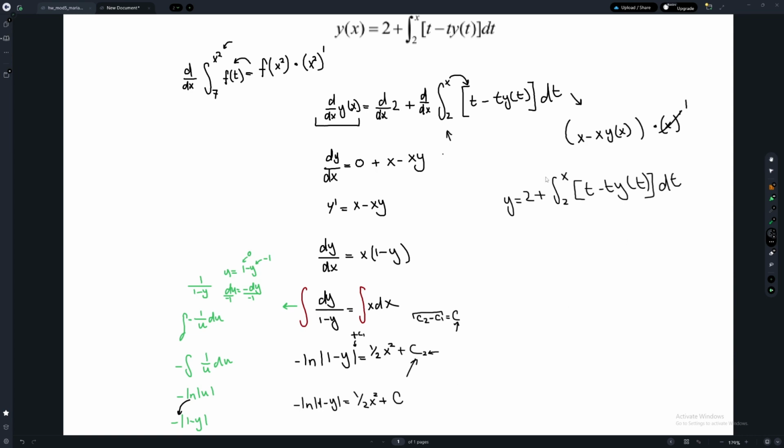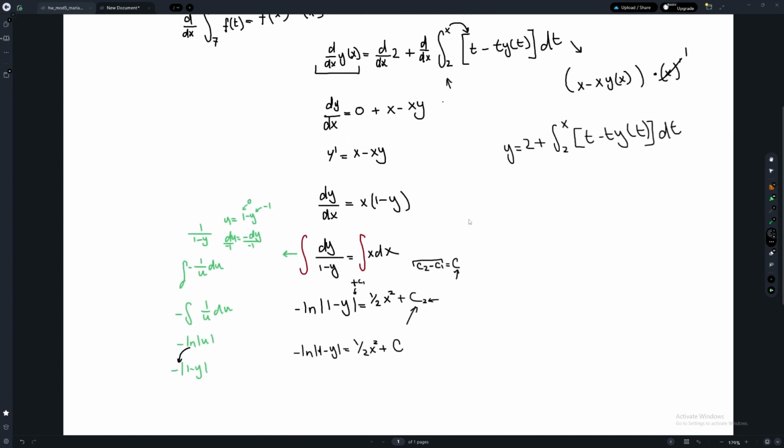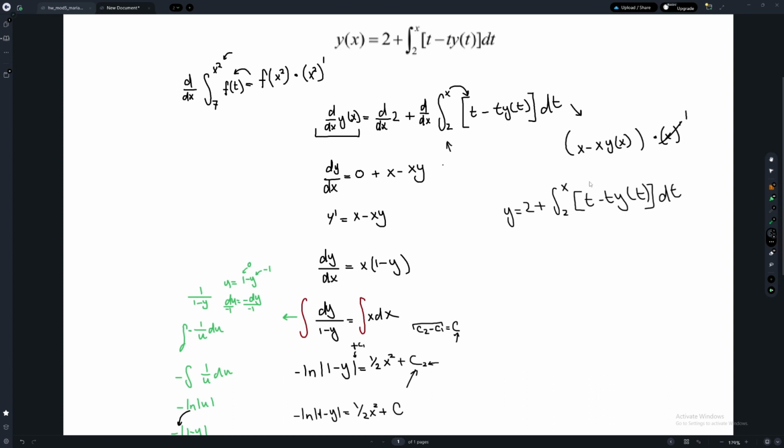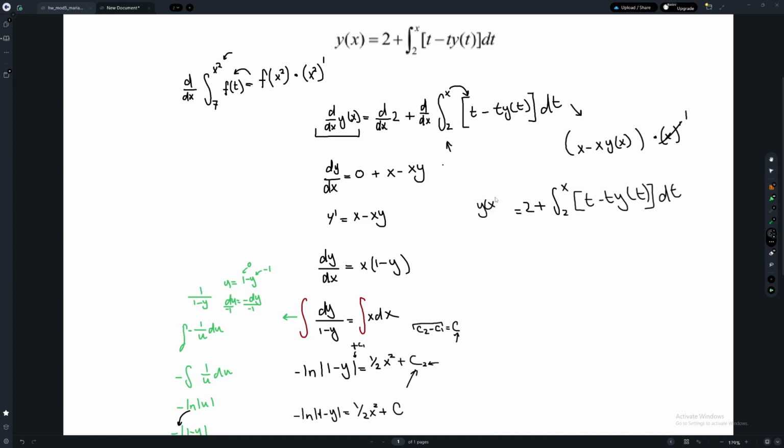Now, how do I get 2 points? In the question, it did give me 2 points. How can I solve for my c if I don't have 2 points? One thing we can do, if you remember in your integral, is sub in 2 for x. So here I have my y in terms of x. If I choose 2 as x, then this whole integral will turn to 0, because the integral from 2 to 2 is 0.